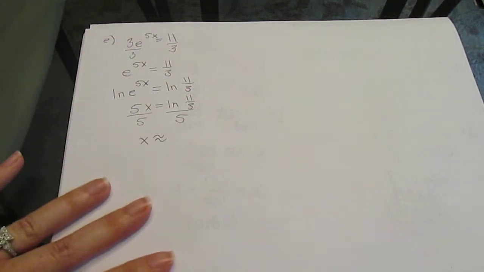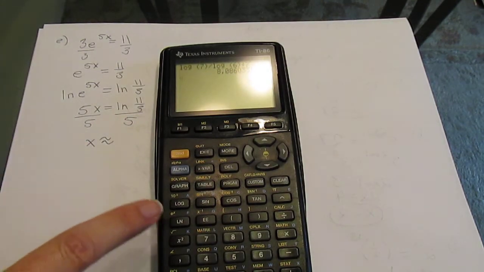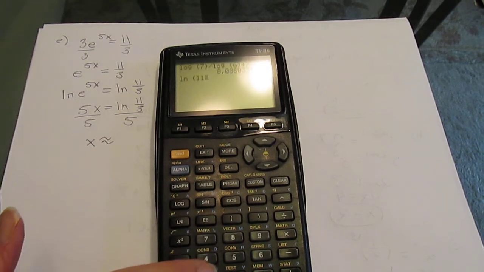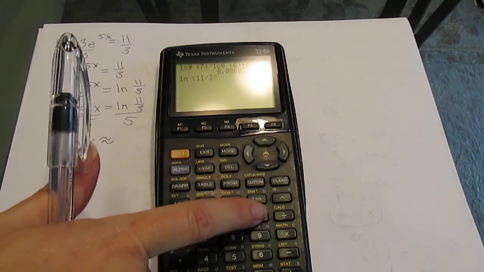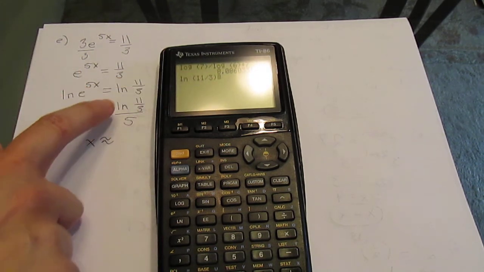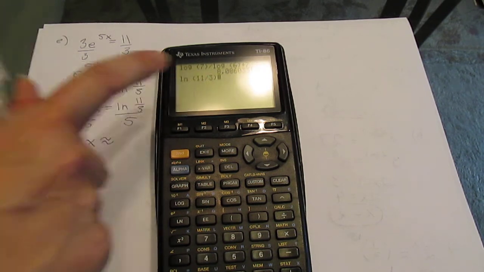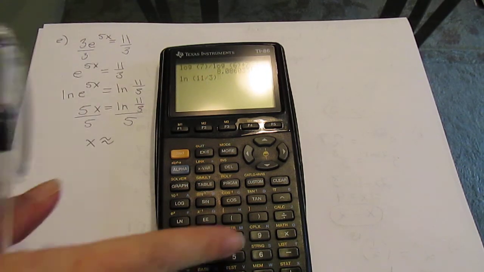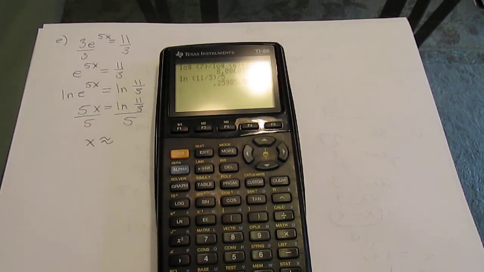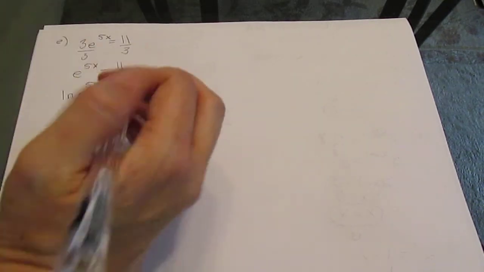And again, plug it into your calculator and see what you get. So I've got ln parentheses 11 divided by 3, then close the parentheses. See how the parentheses are really going to help you out, because now we want to take the natural log of that fraction. It's not just a single number. Okay, and then divide by 5, and I got 0.26 approximately.